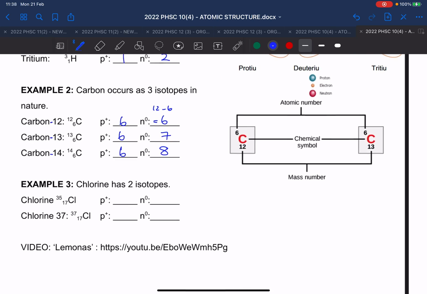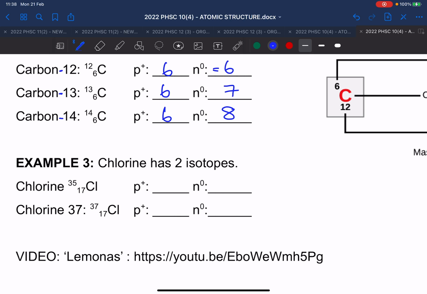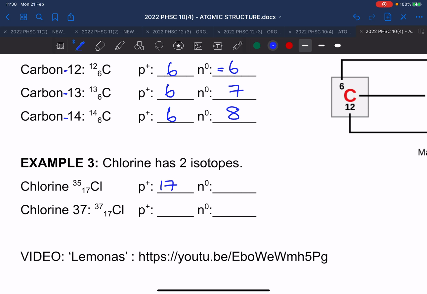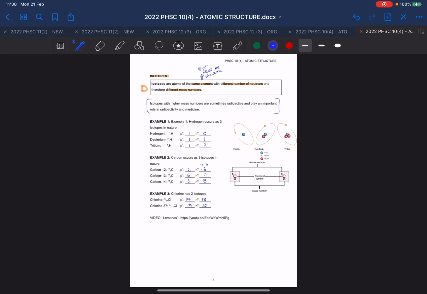Alright, and then the last one is the chlorine isotope. It has 2 isotopes. It's a twin in nature. How many protons? 17. How many neutrons? 18. Next one, how many? And neutrons? 20. Alright, easy peasy. Let's make it more difficult.